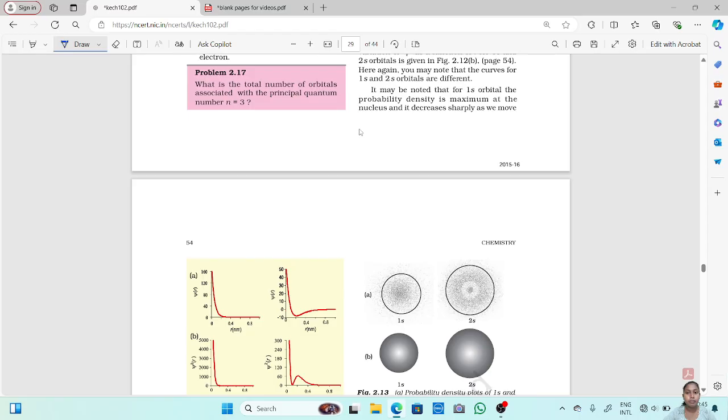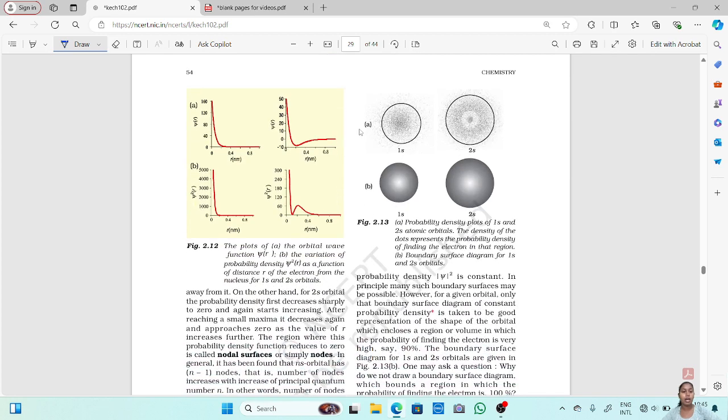It may be noted that for the 1s orbital, the probability density is maximum at the nucleus and it decreases sharply as we move away from it. You can see the density is more in the nucleus part, but as we go away from the nucleus, it decreases. Now for the 2s orbital, the probability density decreases, then it increases sharply, and again it decreases at the end.